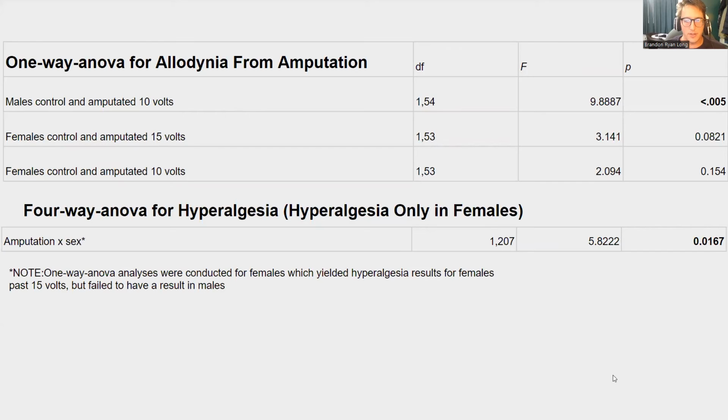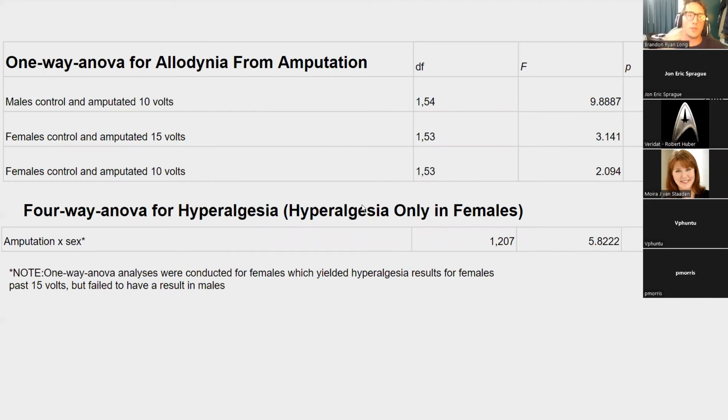Okay, so these are the analyses from the ANOVA. We did one-ways and we did a four-way. Preliminarily, we put into a data frame control males and males that are amputated, and we're controlling for the sex, we're controlling for the voltage, and basically the time.